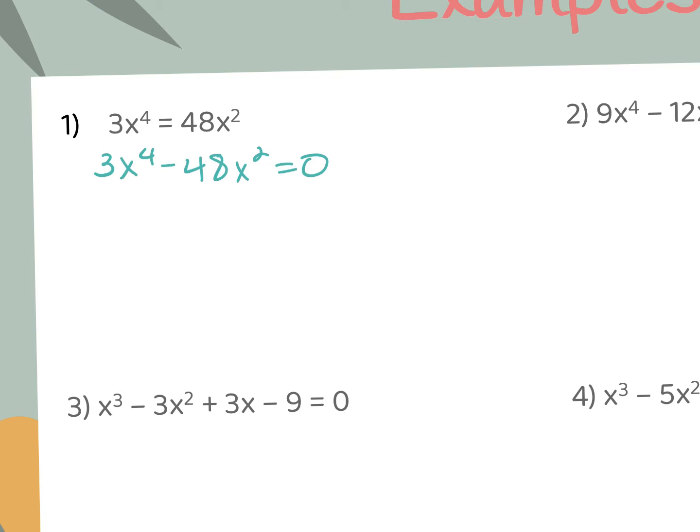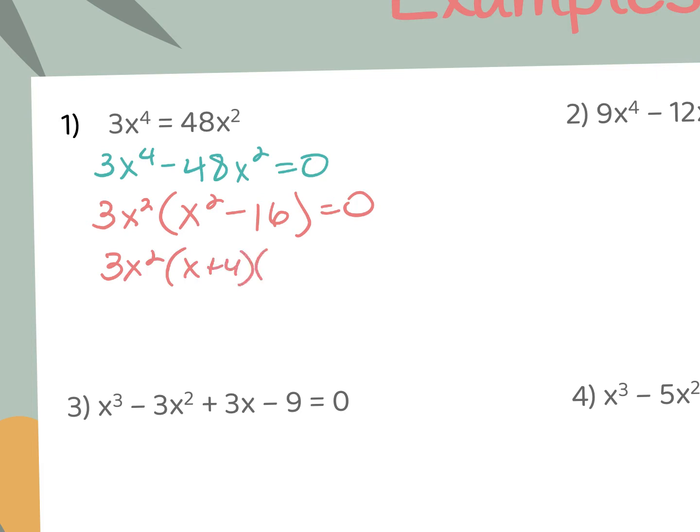So can this be factored? Yeah, what can I factor? 3x squared. Good, I can factor out a 3x squared. And it doesn't go away, it stays on the front there. So this becomes x squared minus 16 equals 0. Then what? X squared minus 16 is the difference of 2 squares, so I get 3x squared and then x plus 4 and x minus 4. Now it's as factored as it gets, right? So now I want to split and solve it. So I would set this equal to 0, this equal to 0, and this equal to 0. 3x squared equals 0, x plus 4 equals 0, and x minus 4 equals 0.